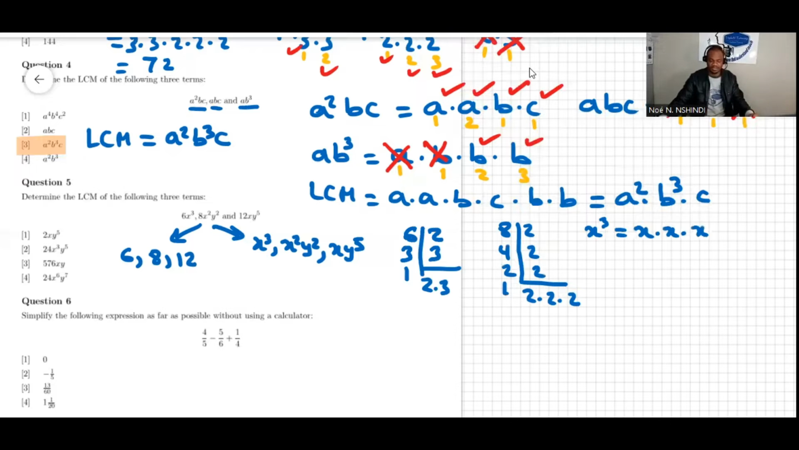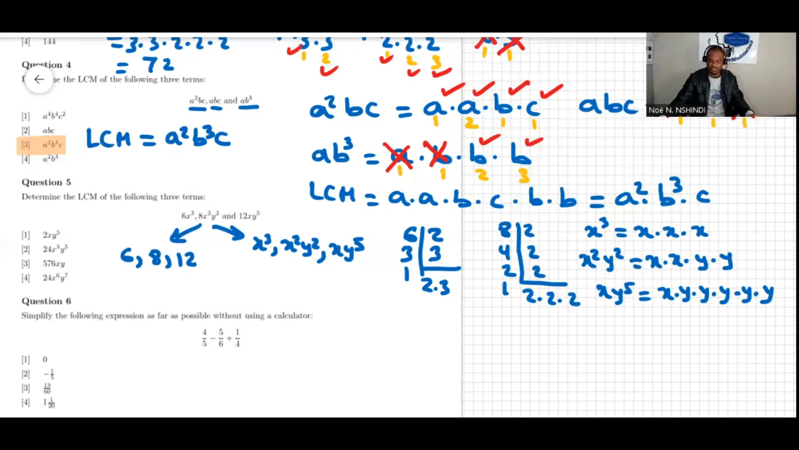And then for the variables, we have x cubed, which is x times x times x, and then x squared y squared, which is x times x, that's x squared, and then y squared is y times y. And then for xy to the power 5, this will be x times y, 2, 3, 4, 5.